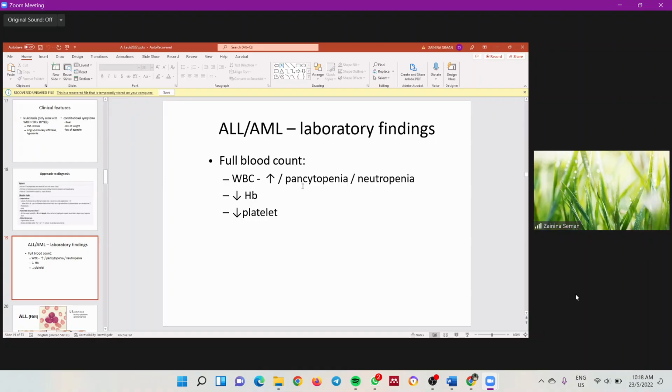It also can show pancytopenia, or sometimes neutropenia. Full blood count also can show you that the patient has anemia, low HB, or thrombocytopenia. So this is not confirmatory, and these are not very specific changes. Usually this is the first investigation we do.